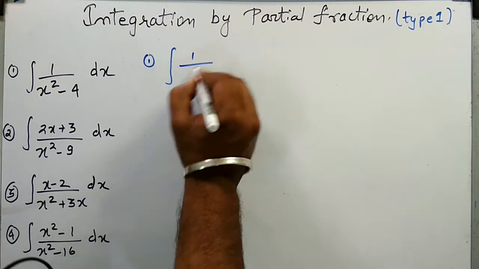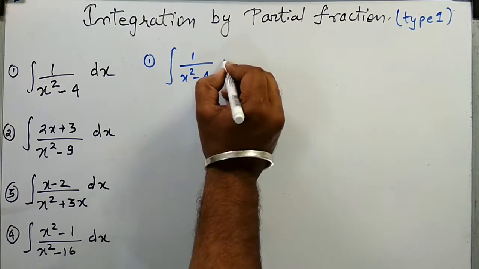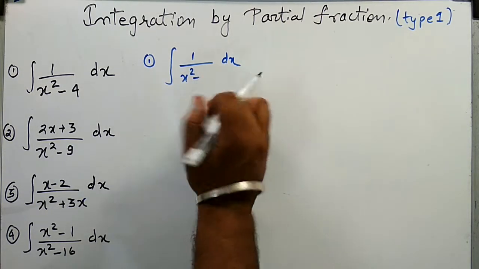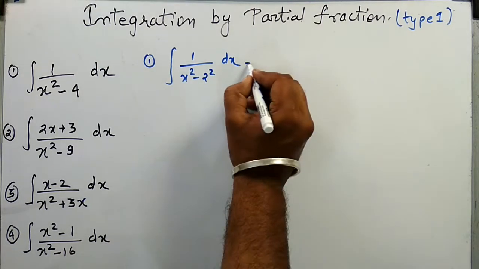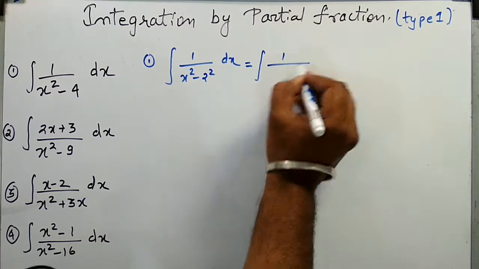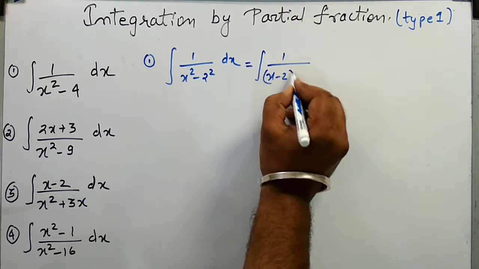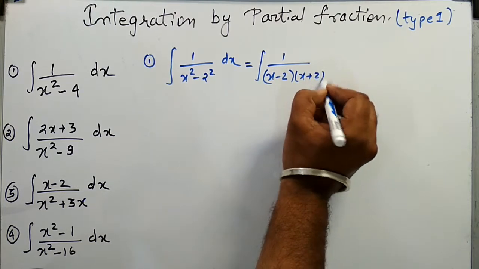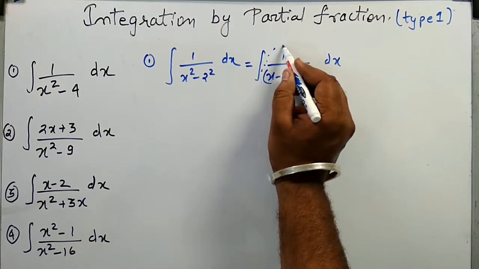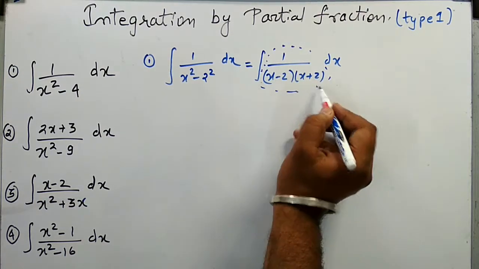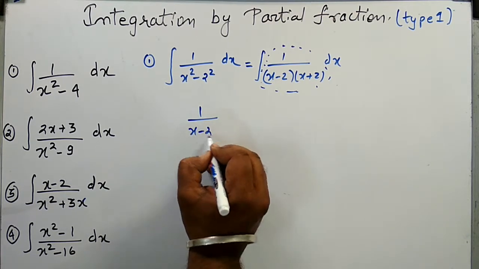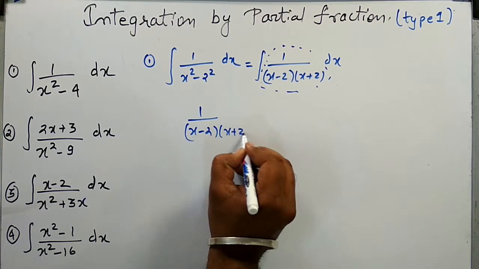integration of 1 by x square minus 4 dx. We can write 4 as a square of 2, and if we expand the term in the denominator, we will get x minus 2 into x plus 2 dx. Now if we try to decompose this rational expression by partial fraction, we will get 1 by x minus 2 into x plus 2.